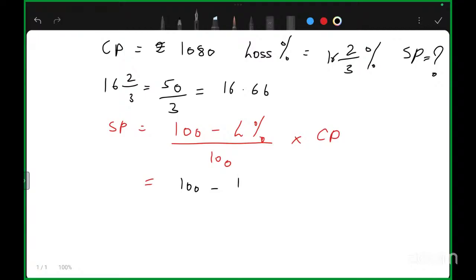100 minus 16.66 upon 100 into 1, multiplied by 100 minus 16.66, from 100 minus 16.66 you will get.